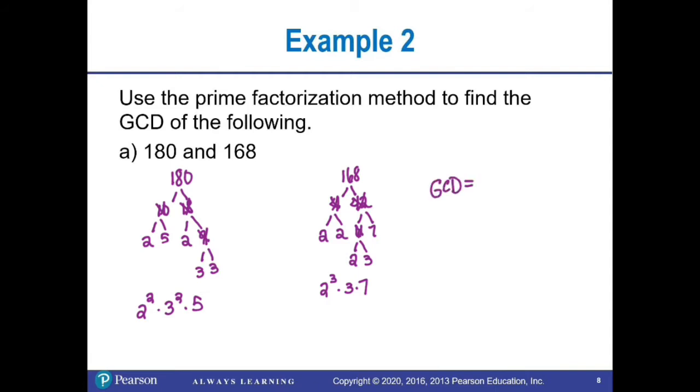Now when I'm finding my GCD, I want to look for what primes the prime factorizations have in common. Well, notice they both have a 2. And I want to use the smaller power of 2, so I have 2 squared. Both prime factorizations have a 3, and I need to use the smaller power, so that would be 3 to the first power. 2 squared is 4, and 4 times 3 is 12. And so my GCD of 180 and 168 is 12.